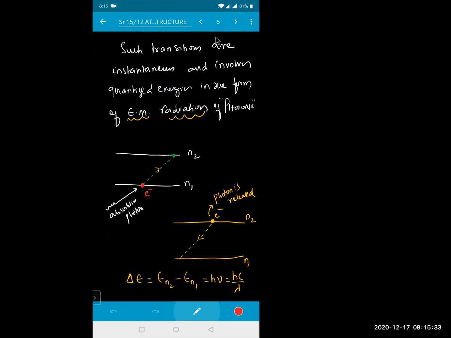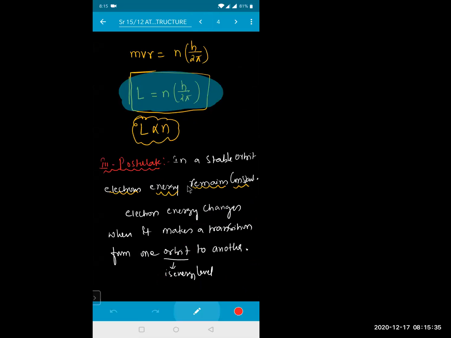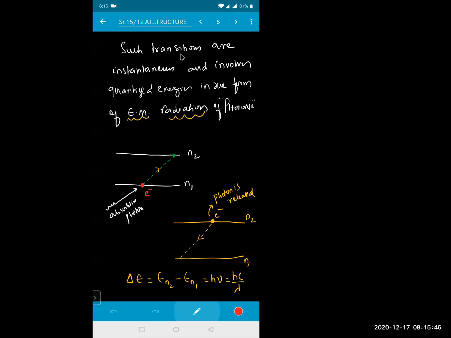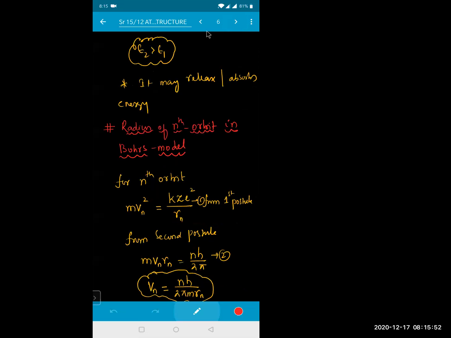And the third postulate is that whenever an electron is in a stable orbit, its energy remains constant. The electron's energy changes when it makes a transition from one orbit to another orbit, that means from one energy level to another energy level. Such transitions are called instantaneous and involve quantized energy in the form of what? Electromagnetic radiation, a photon.